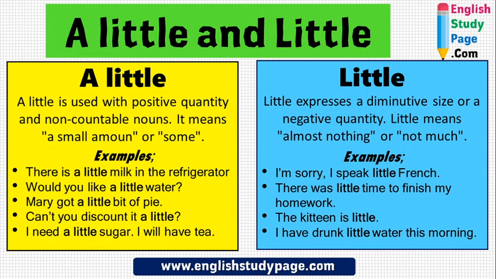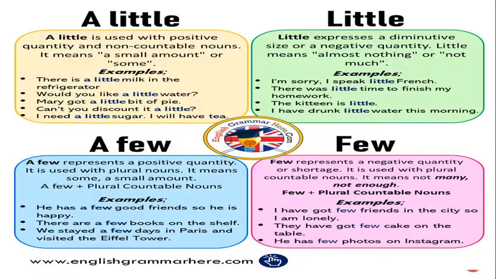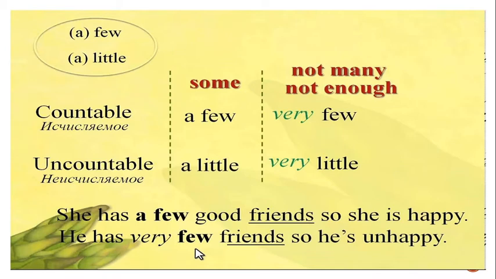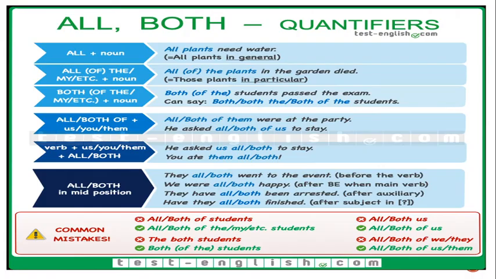So more clearly, if you want to study "a little" and "little": "a little" is used with positive quantity and non-countable nouns, it means a small amount, some. "Little" expresses diminutive size or a negative quantity. Little means almost nothing, not much. So "a few", "very few": "a few" is some, "very few" is not many, not enough. "A little" we use before uncountable, it is some, and "very little" is not much.